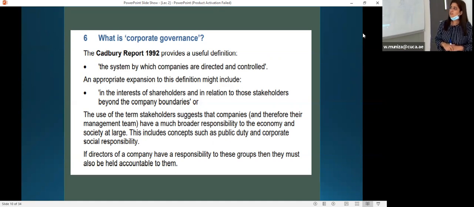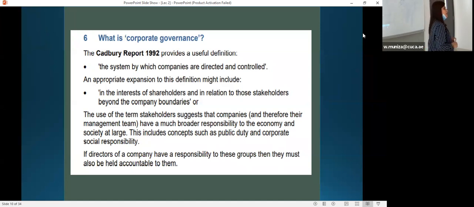So the use of the term stakeholders suggests that companies have a much broader responsibility to the economy and society at large. This includes concepts such as public duty and corporate social responsibility, which is popularly known as CSR. If directors of the company have a responsibility to these groups, then they must also be held accountable to them.